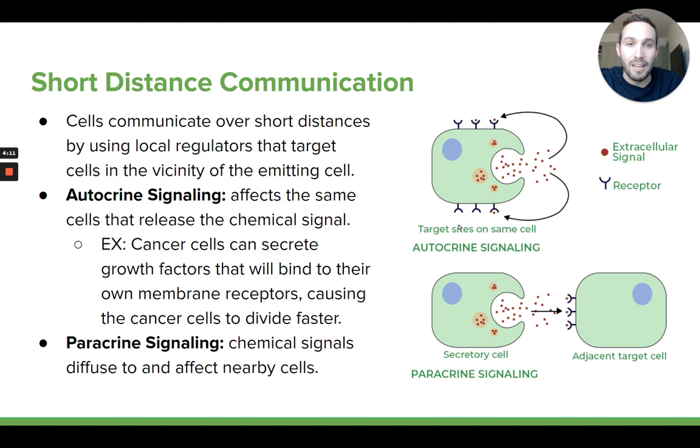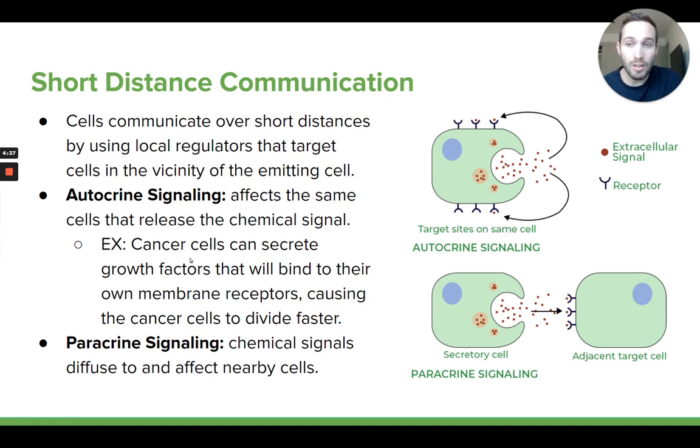And then there are other types of short distance communication. It is possible for cells to also communicate with cells that are very close by without direct contact. There are a couple of examples called autocrine and paracrine signaling, where cells are going to release a signaling molecule. They're going to secrete a signaling molecule, a ligand, that's then going to bind to receptors on a nearby cell.